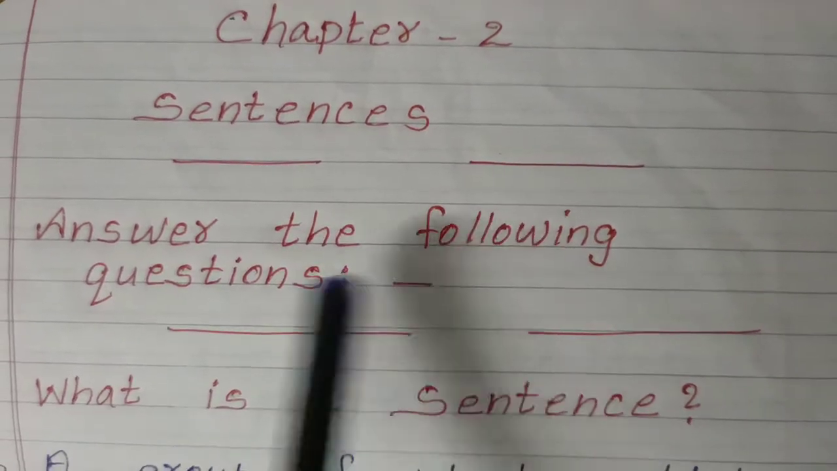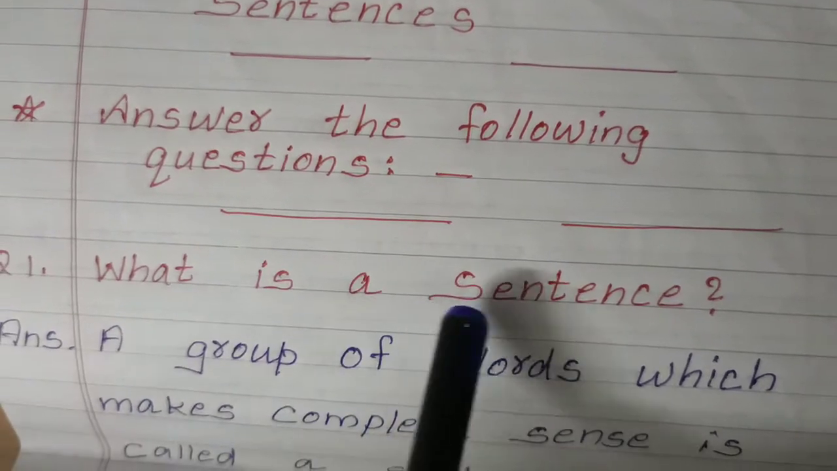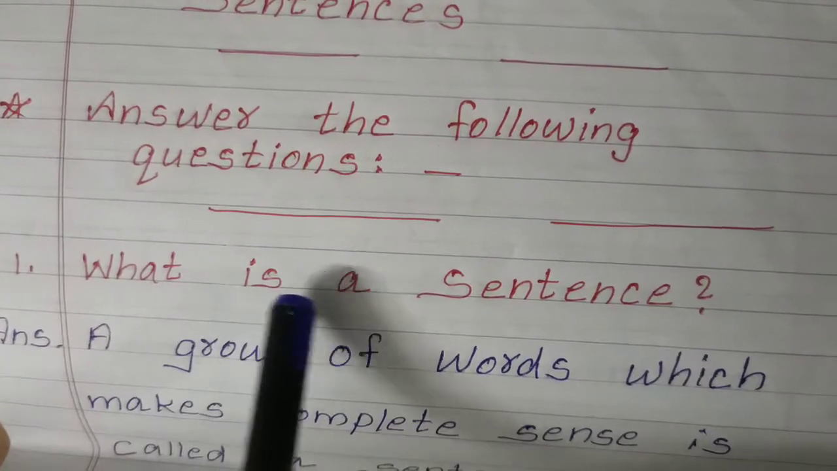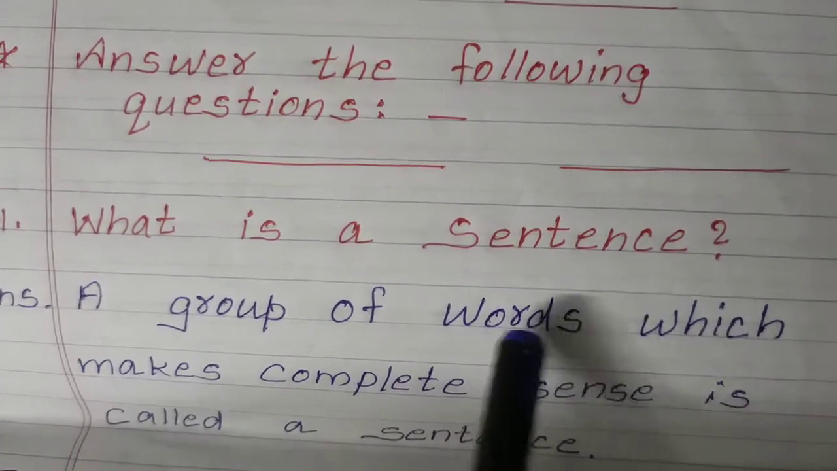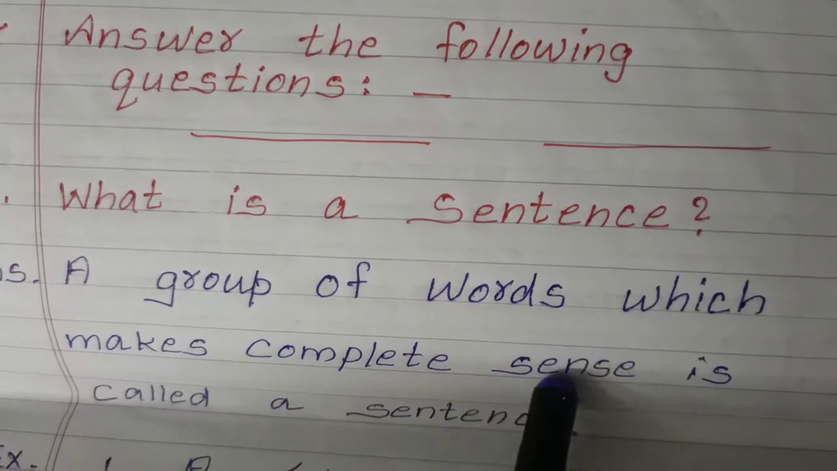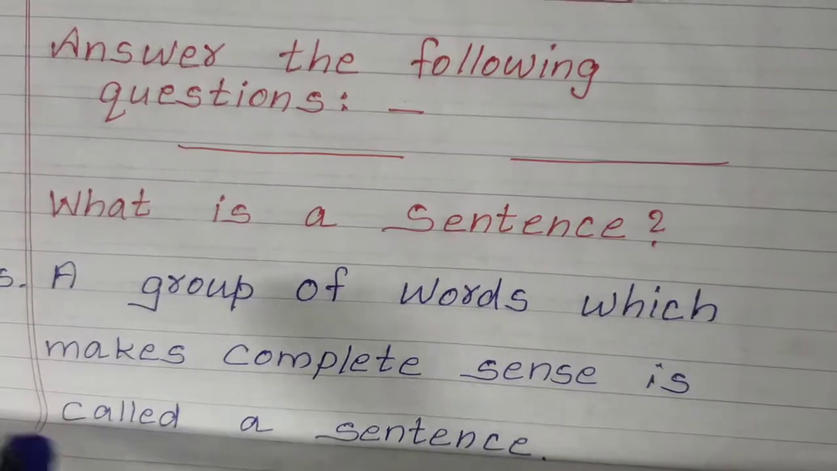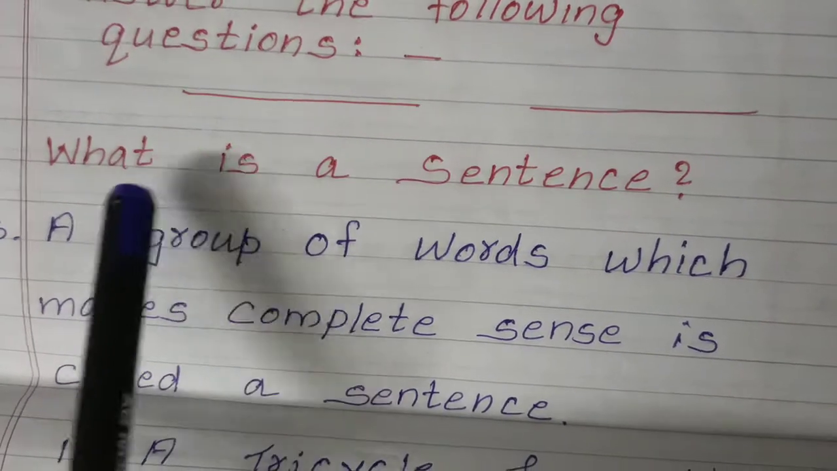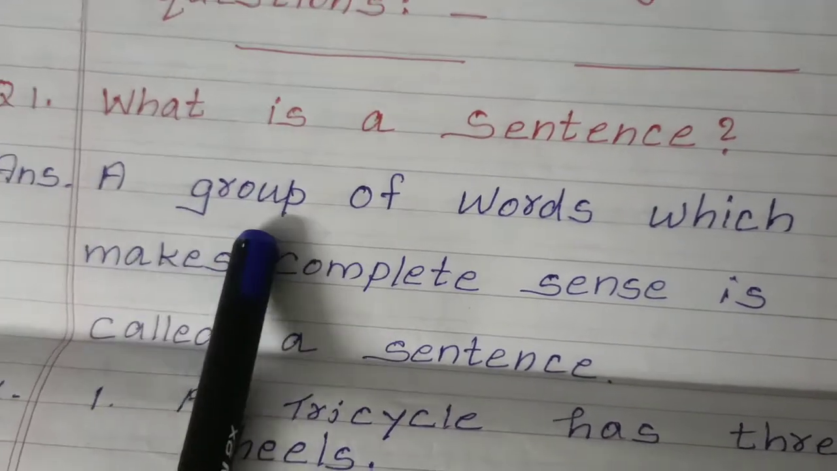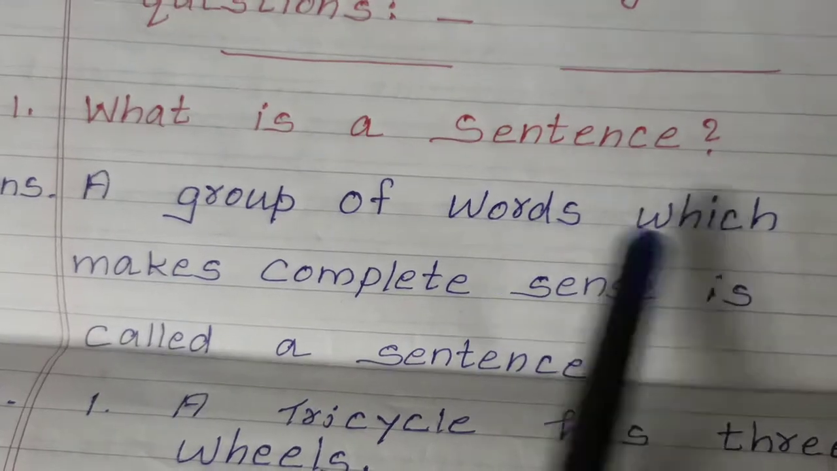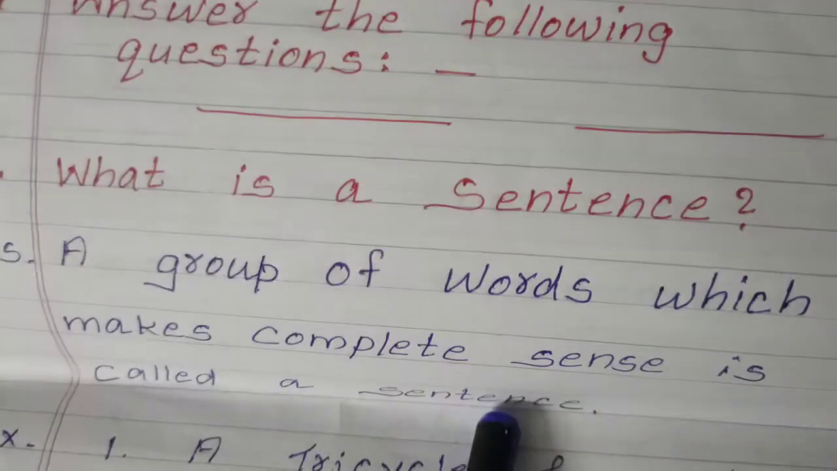Question number 1. What is a sentence? Answer: a group of words which makes complete sense is called a sentence. Okay, I repeat. What is a sentence? A group of words which makes complete sense is called a sentence.